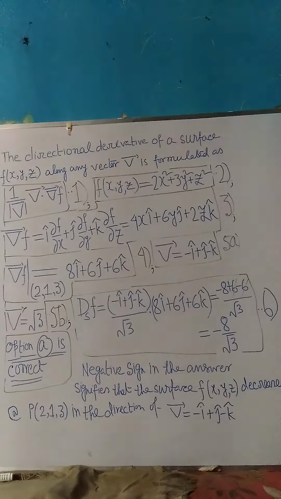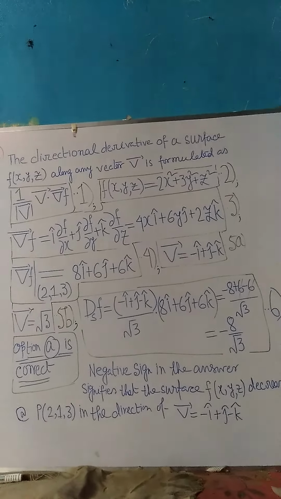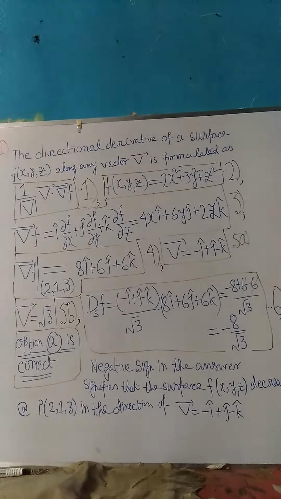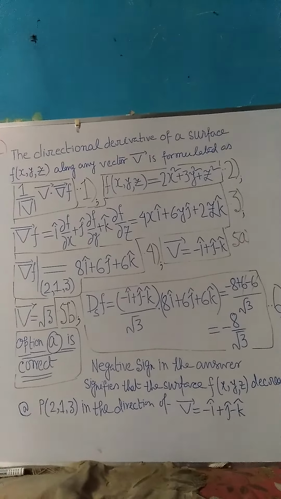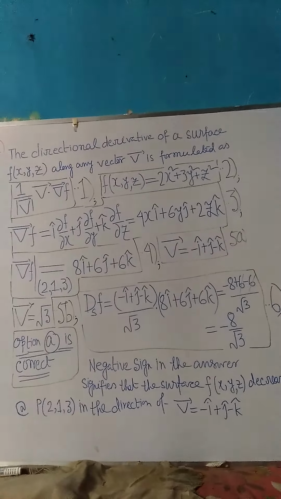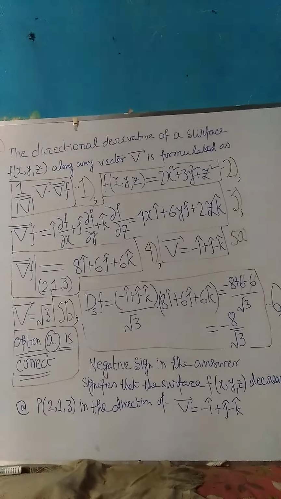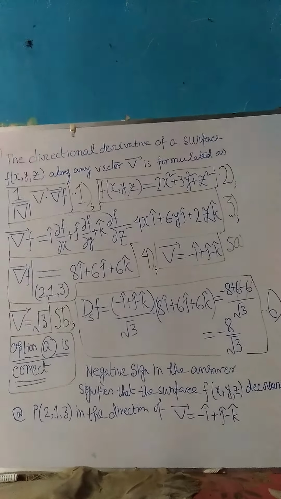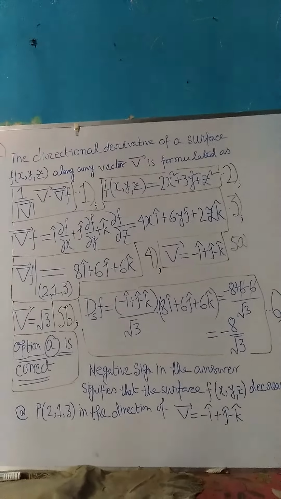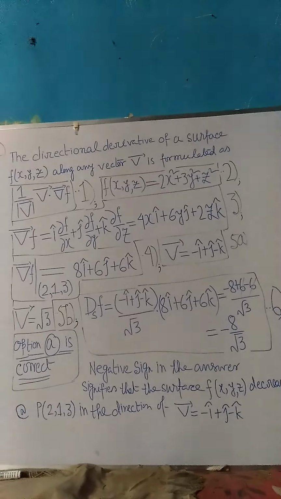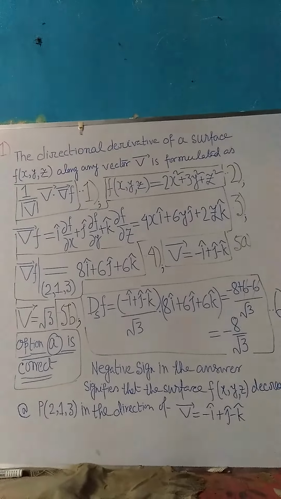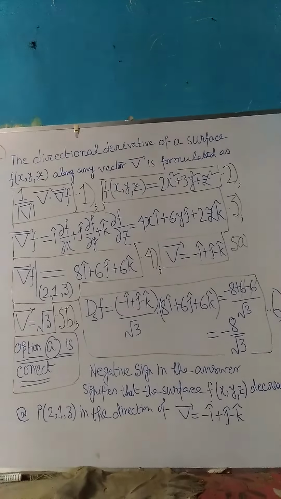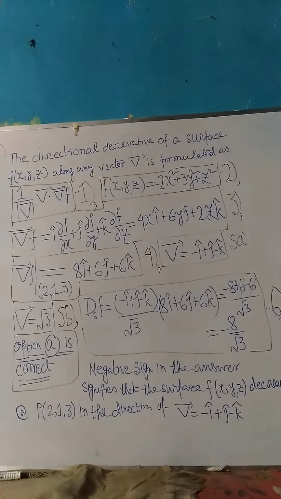Anyway, the solution to the problem begins by recapitulating the important concept that the directional derivative of a surface f of x, y, z along any vector v is formulated as 1 by mod of v vector into v vector dot gradient of f, which is equation 1. Please pay attention to equation 1. This is very important. This is the basic formula for solving the problem.